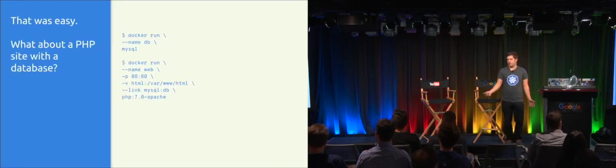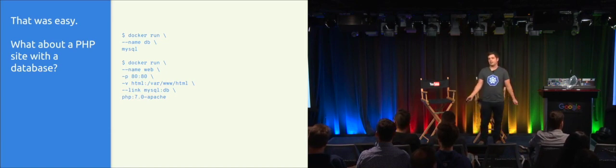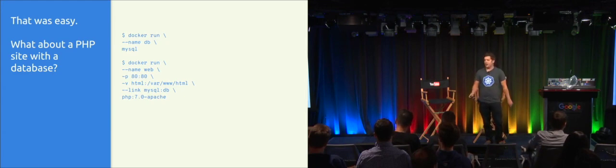So what about a PHP website? Basically, you run your database, MySQL, and then you run Nginx. Of course, you have to pass in your HTML files and link in the database. So this is a PHP application using Apache. In order to communicate between the two, you spin up two Docker containers.